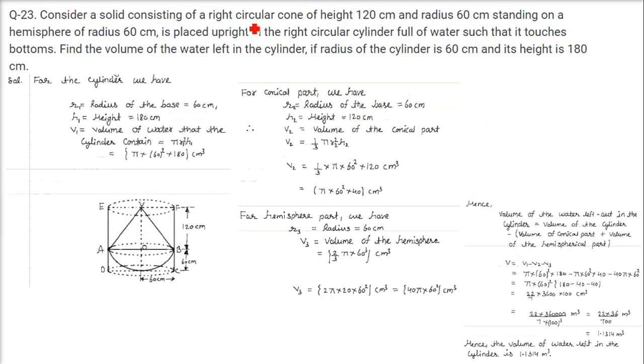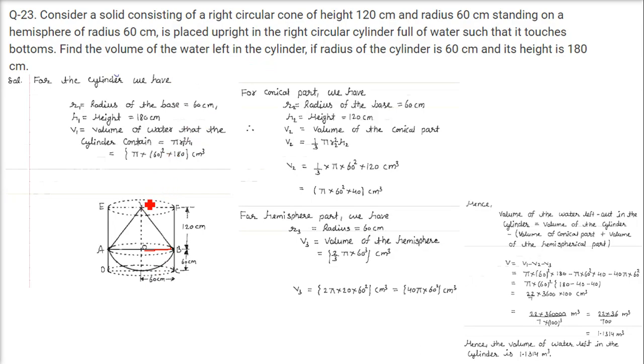Consider a solid consisting of a right circular cone. This is a right circular cone, and the height is 120 centimeter. The radius is given as 60 centimeter, standing on a hemisphere. This is a hemisphere. Again, the radius is the same, 60 centimeter. And this is placed upright in a right circular cylinder. So this is a right circular cylinder. It is placed upright, and this is full of water such that it touches the bottom. Find the volume of the water left in the cylinder.